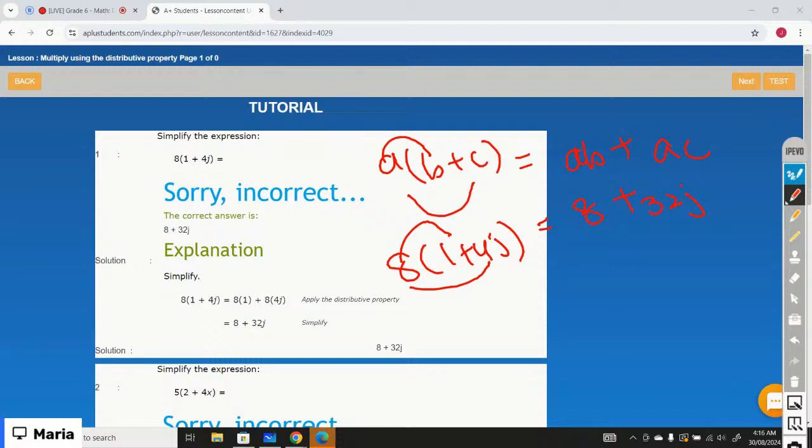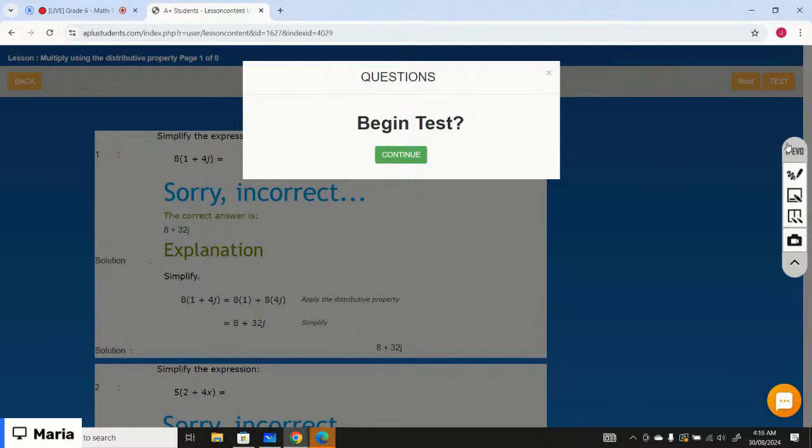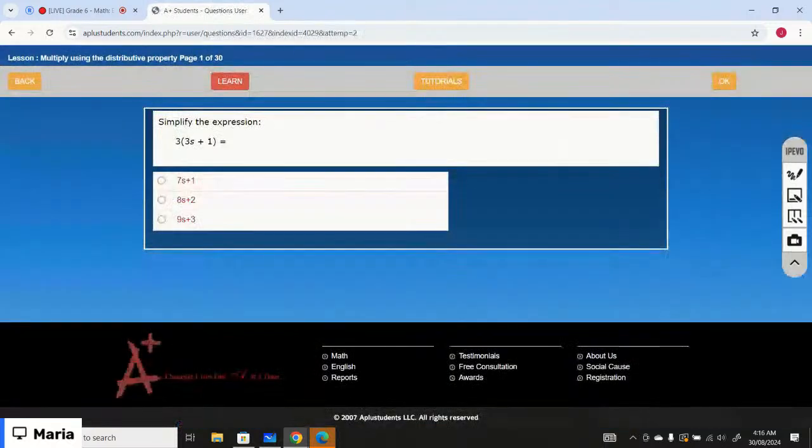Okay, let's just start with the test questions. Okay, simplify the expression 3 times 3s plus 1. So which is the correct option?